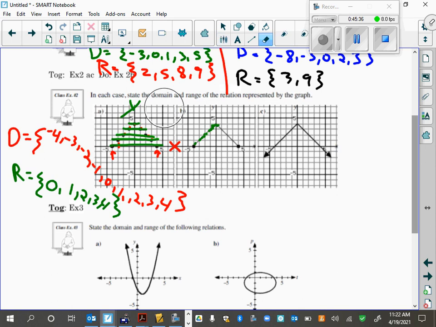Let's go to this B question, because now we don't have points, we have a line. This means that this graph goes all the way from this point to this point and every single point in between.